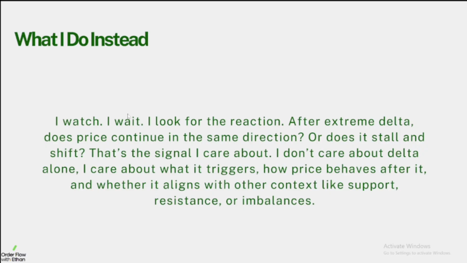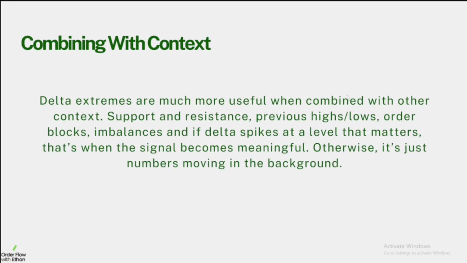So I watch, I wait, I look for the reaction. After extreme delta, does price continue in the same direction or does it stall and shift? That is the signal I care about. I don't care about delta alone, I care about what it triggers, how price behaves after it, and whether it aligns with other contexts like support, resistance, or imbalances. So delta extremes are much more useful when combined with other contexts: support and resistance, previous highs and lows, order blocks, and imbalances. If delta spikes at a level that matters, that's when the signal becomes meaningful. Otherwise, it's just numbers moving in the background.